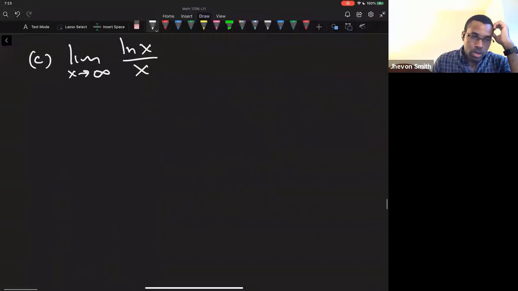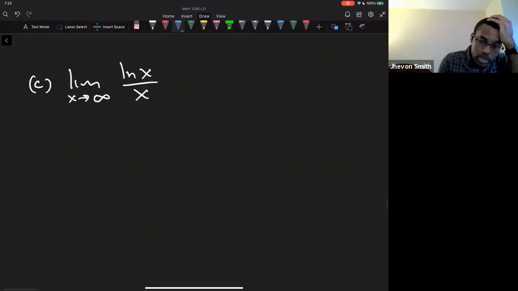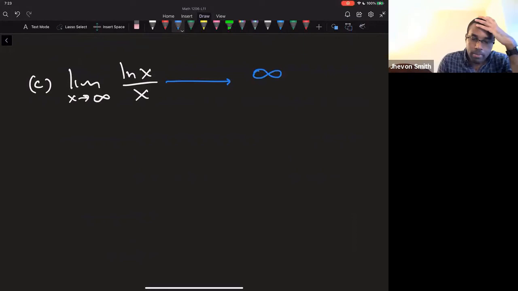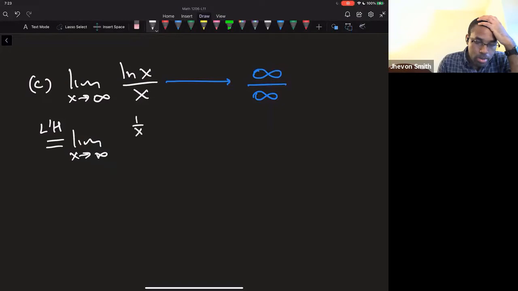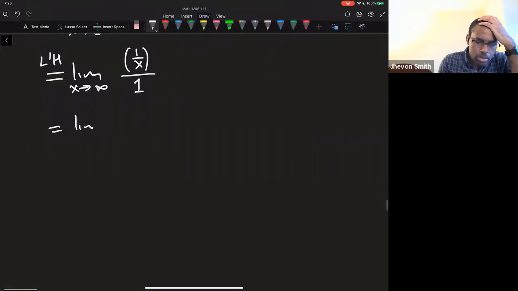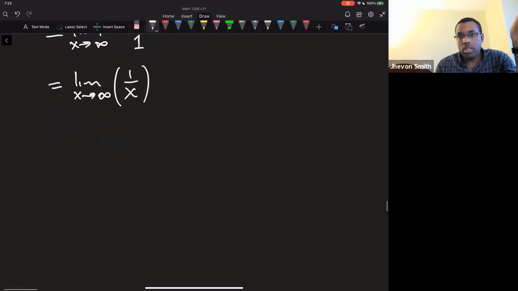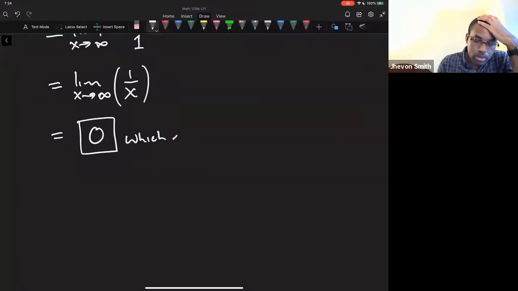For this one, again, you can know that it's bottom heavy, so you expect the answer to be 0. What you would notice here is that as x approaches infinity, ln x approaches infinity because it just increases like that, so it's an indeterminate form, and a nice one. Applying L'Hopital's rule, I differentiate the top divided by the derivative of the bottom. This leaves me with the limit as x approaches infinity of just 1 over x. As x approaches infinity, the denominator becomes huge, the top becomes small, and that's 0. Which makes sense, it is bottom heavy.